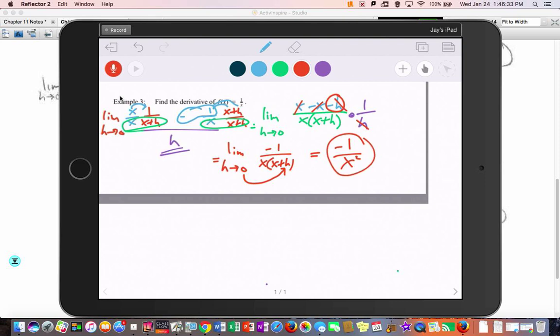So rational expression, a little more difficult, but still within our capabilities. And that's 11.3.